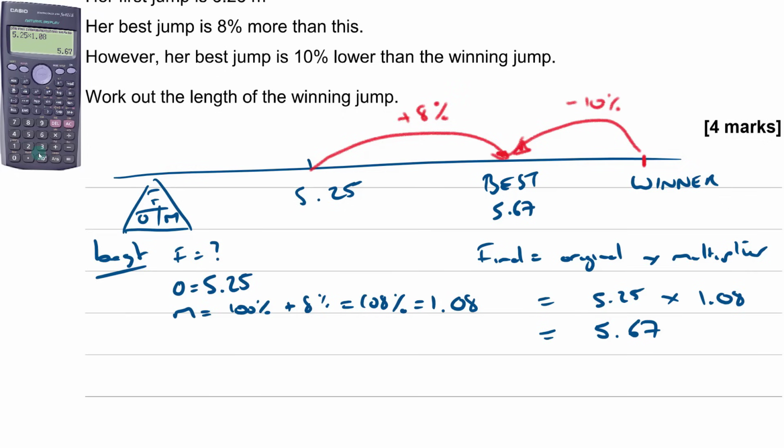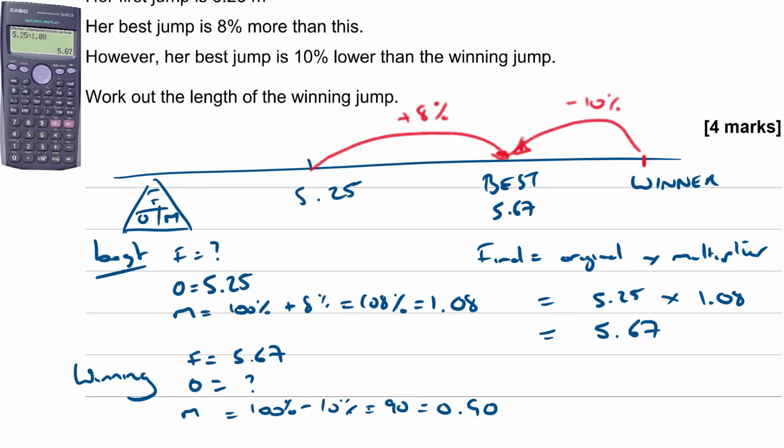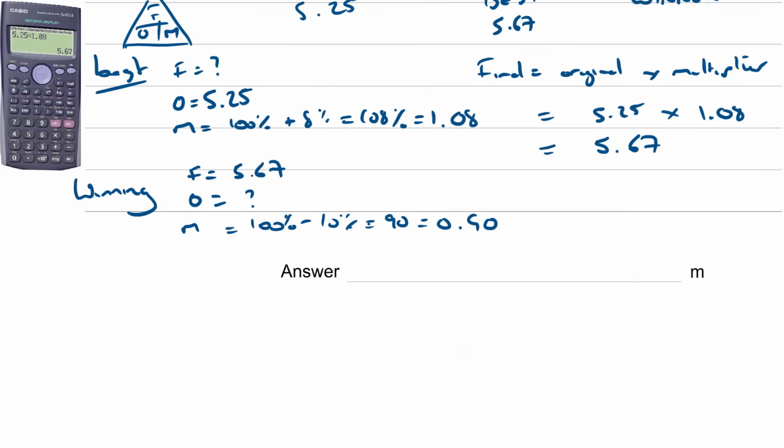So the winning amount, well, the winning amount subtract 10% is 5.67. So I actually want to do a reverse percentage here. For the winning one, our final is 5.67. It's her best one. Our original is what we're trying to find, and the multiplier is going to be 100% less 10%, which is 90%, which is 0.90 as a multiplier.